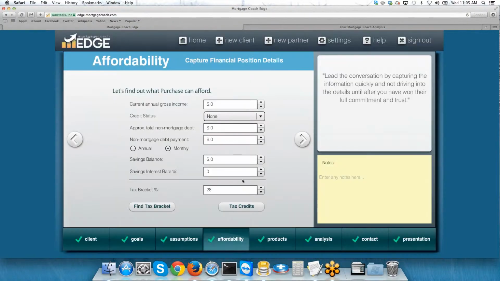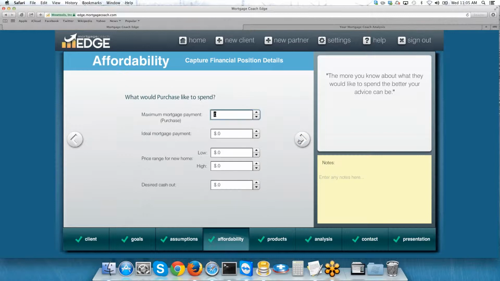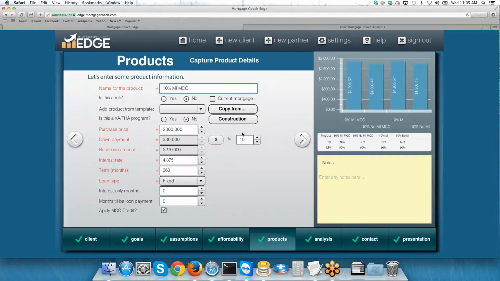Now, once you've got the variables for the tax credit in there, it's time to go over to the products. So what I've done here, as you can see, I've got 4 products. The first 2 products are with the MCC credit. So what I'm showing is a 10% down with MI, a 10% no MI, and then the first two options do have the MCC credit applied.